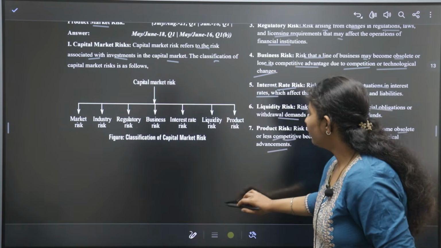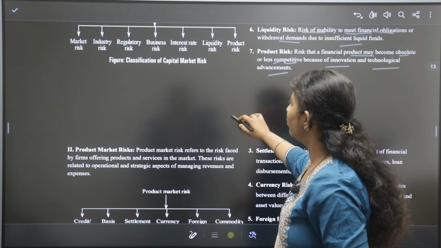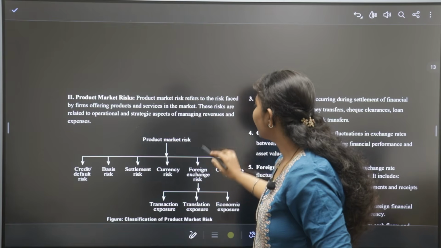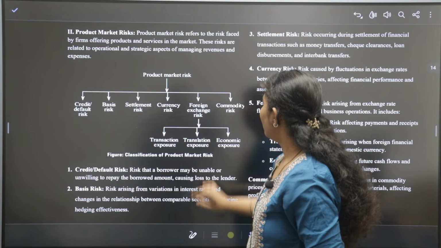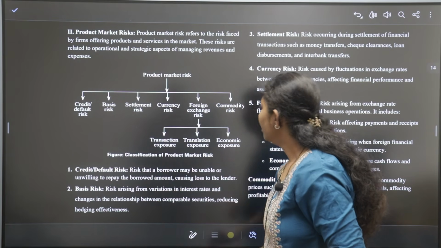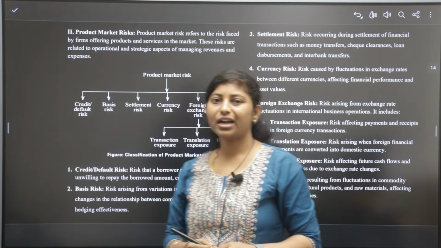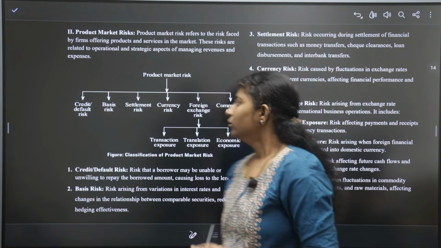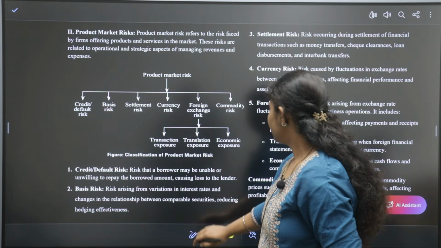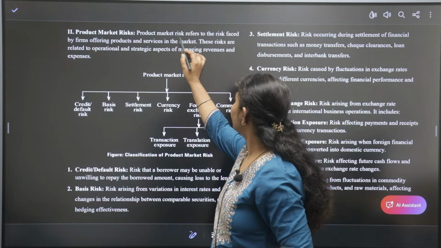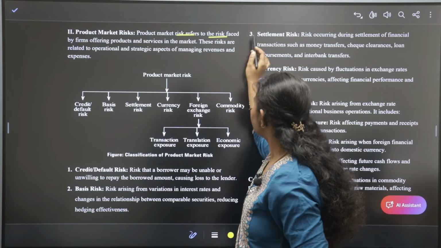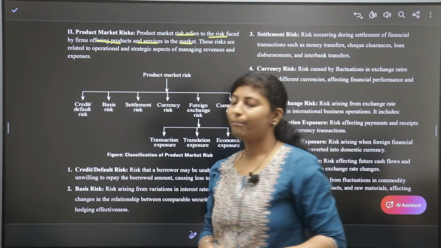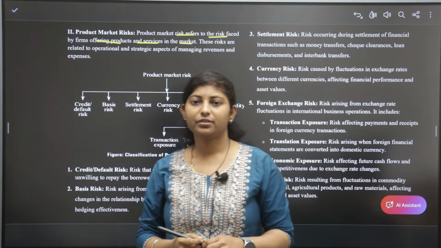So this is regarding capital market risk. Next we'll go for the product market risk. Already we know what products are. Here products are different investments. So for product market risk, we'll see the meaning here. It is the risk faced by many firms offering products and services in the market. We are offering products and services in the market.